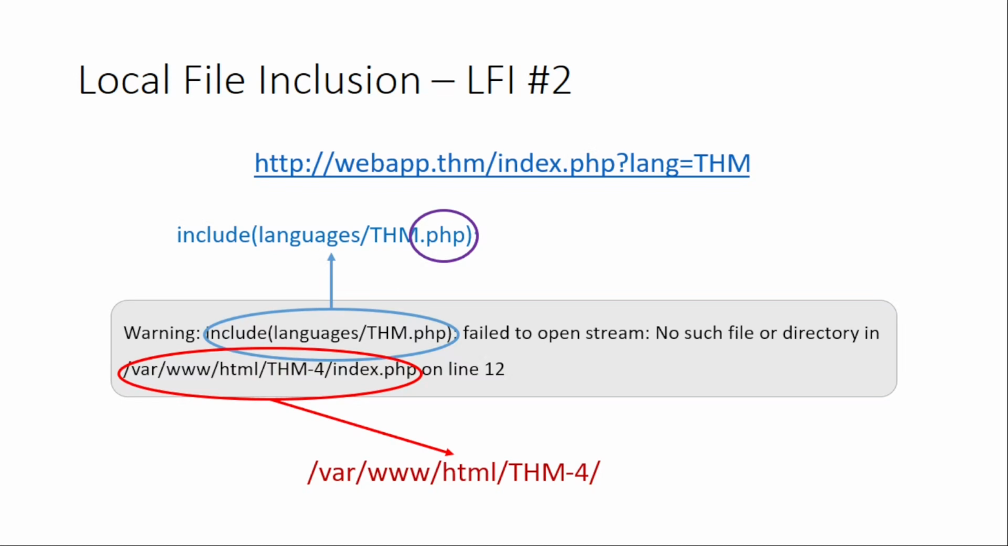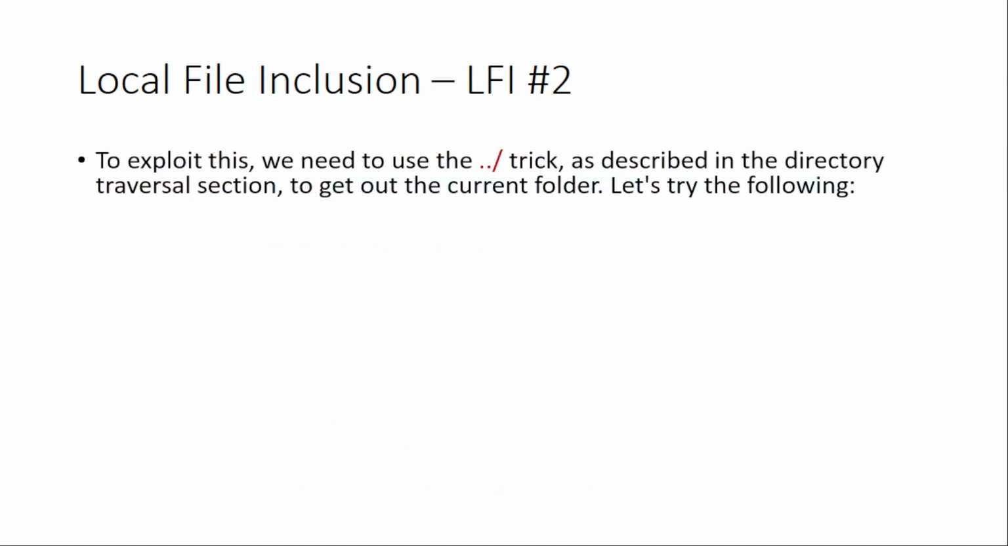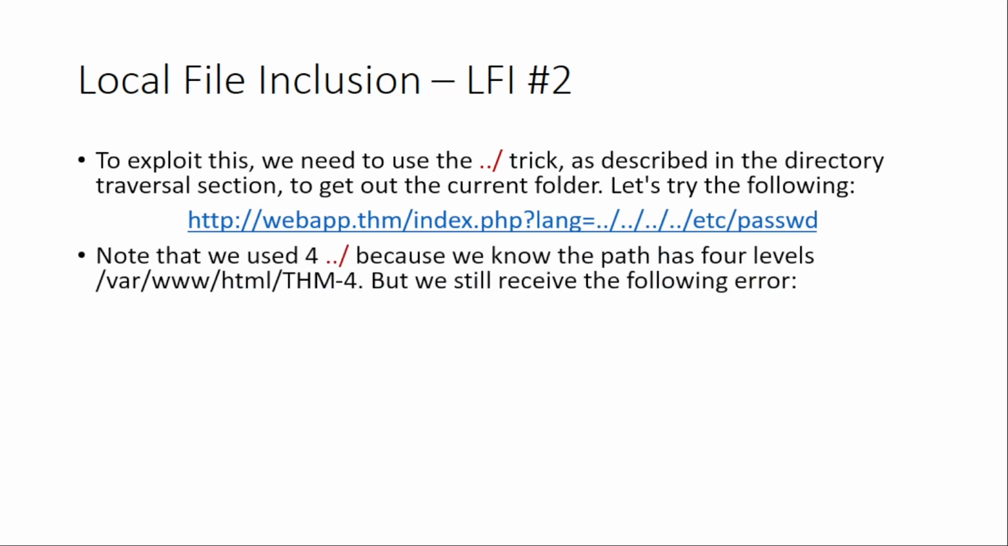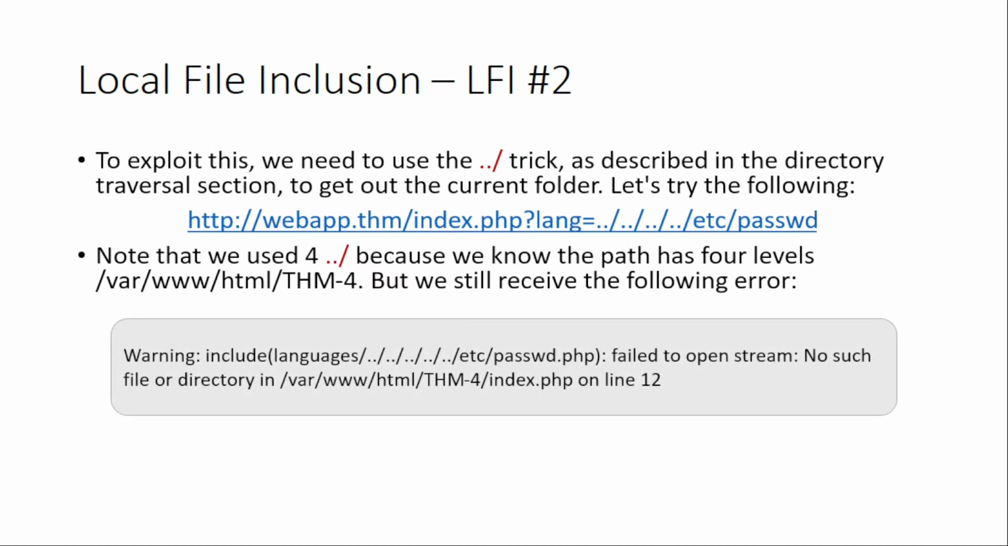/var/www/html/THM4. So to exploit this, we need to use the ../ trick as described in the directory traversal section to get out of the current folder. So we'll try something like this, and we use ../ 4 times because we know that the path has 4 levels, but we still receive the following error. So we get again this .php that is appended to the end.